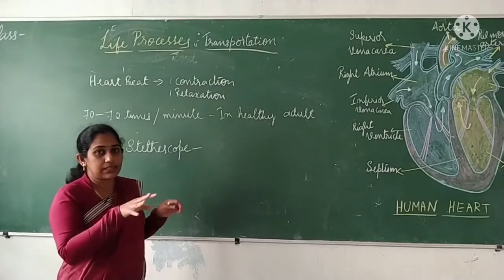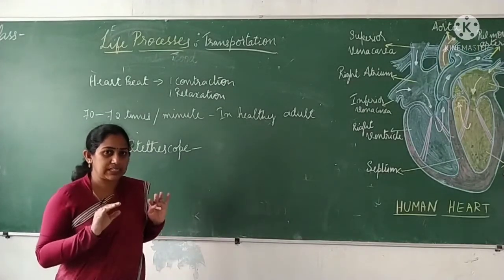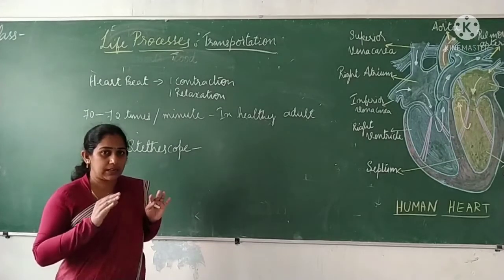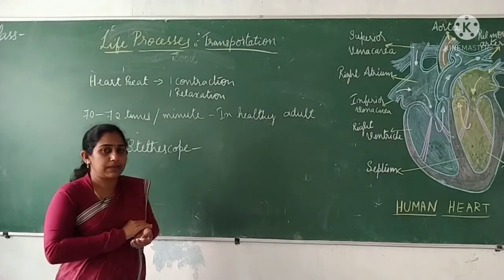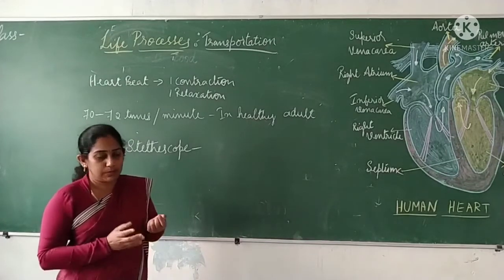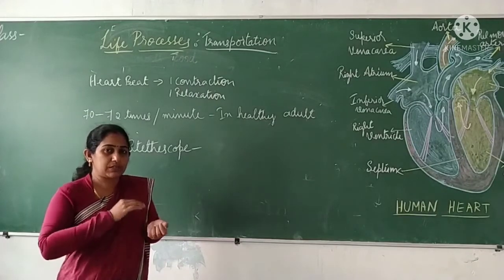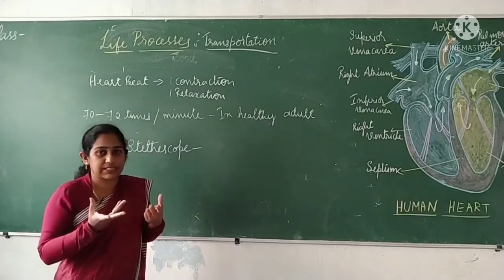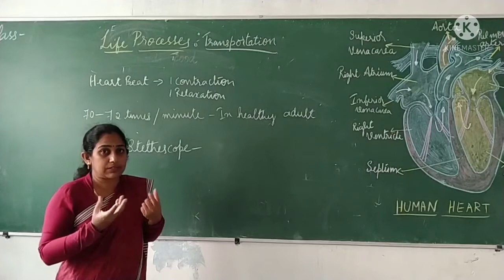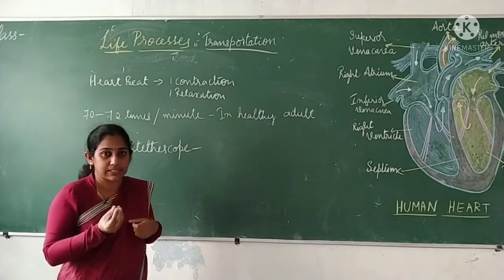Through the arteries, the blood reaches different parts of the body. Usually arteries are placed deep under the skin, not superficially, because blood pressure is very high. If they were placed superficially, there is a chance of the blood vessels rupturing.